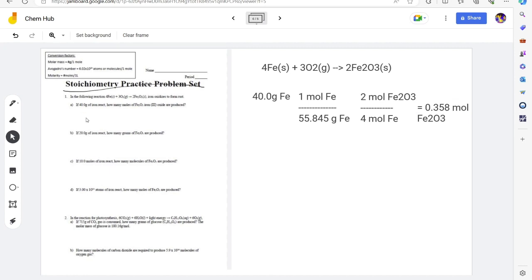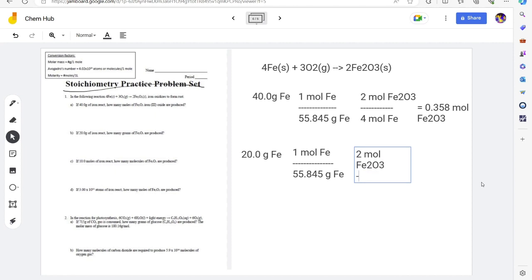Let's move to part B. If 20 grams of iron react, how many grams of iron(III) oxide are produced? So we're going to take a similar process. We're first going to convert into moles. Then we're going to use the molar ratio. And now we need to get to grams. So we're going to take the molar ratio between iron(III) oxide.